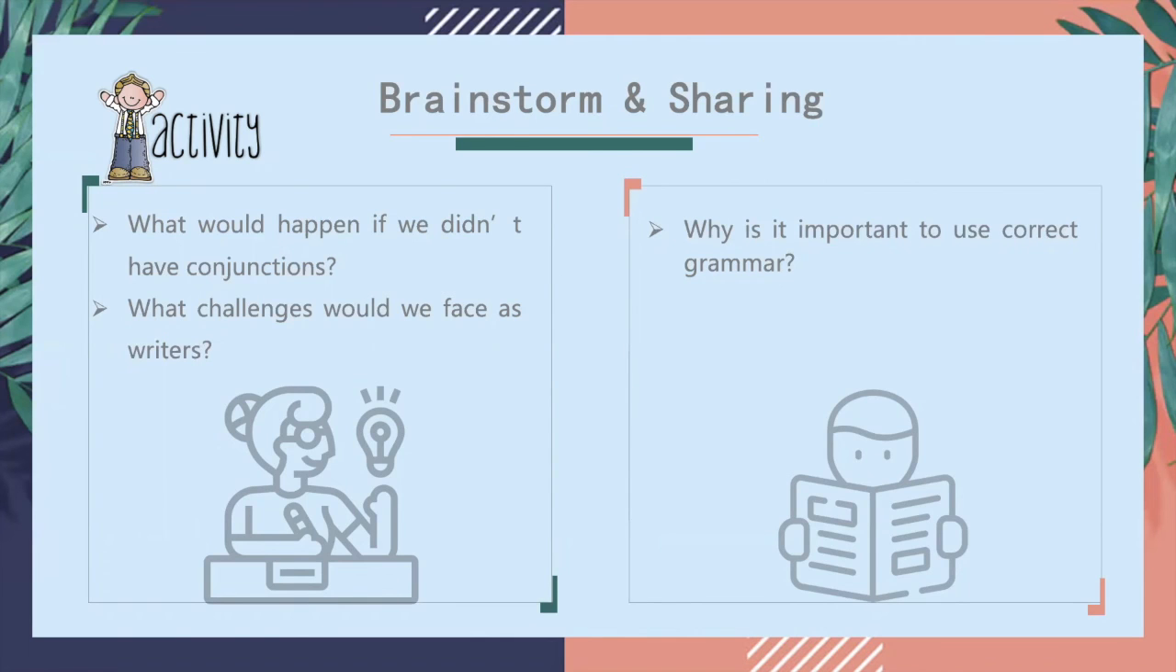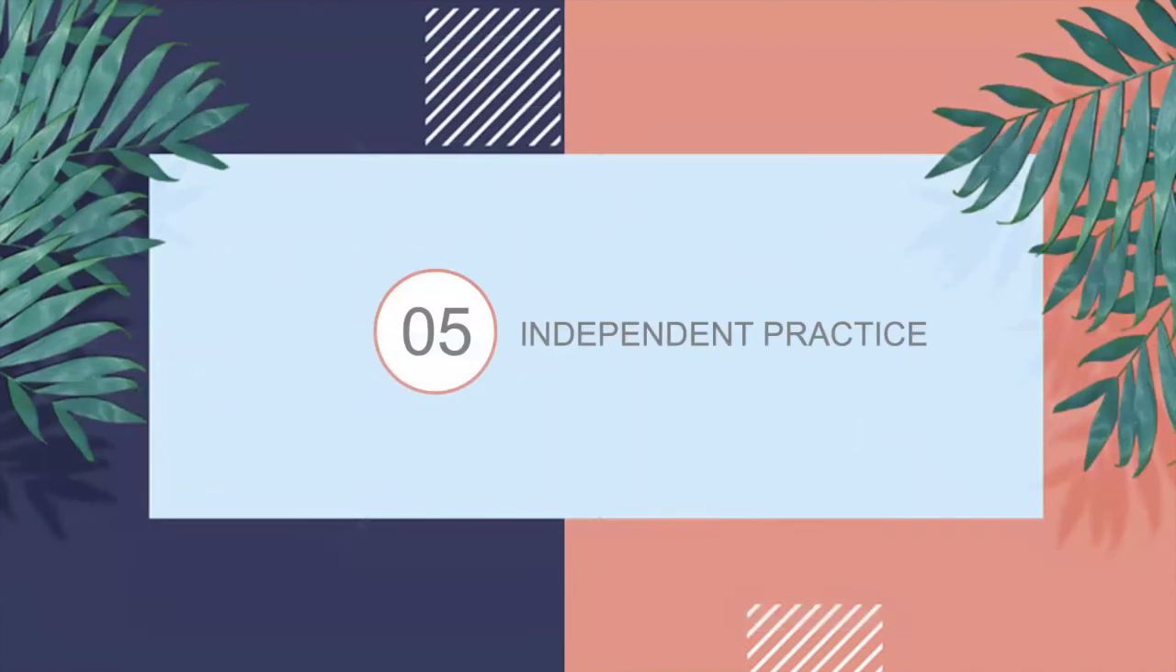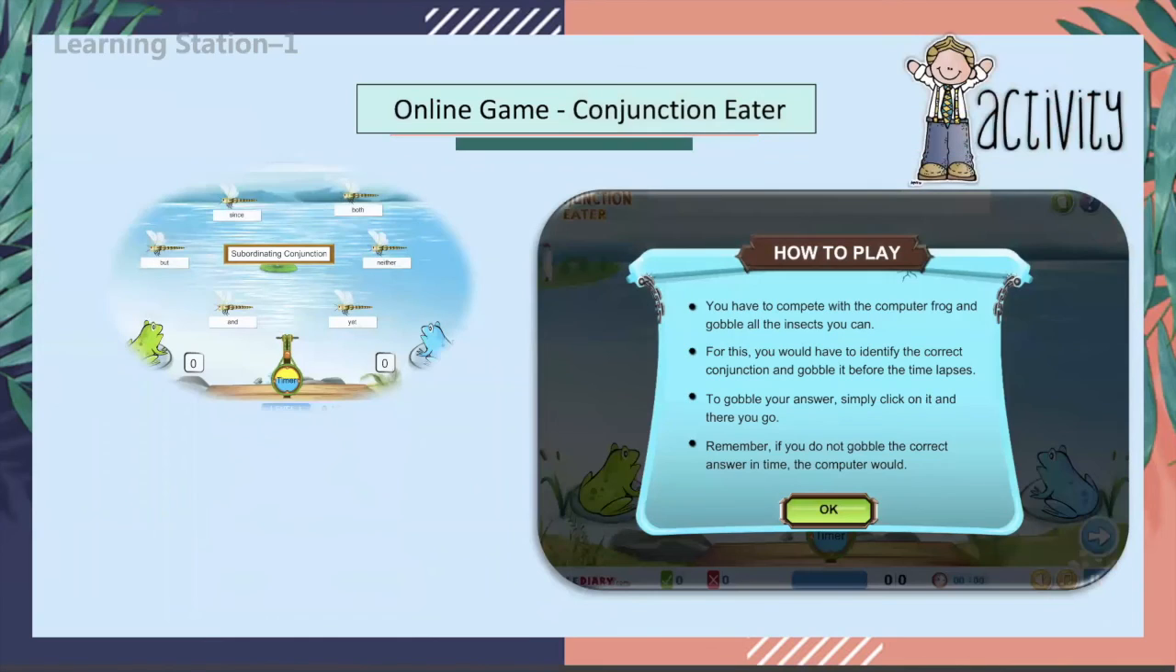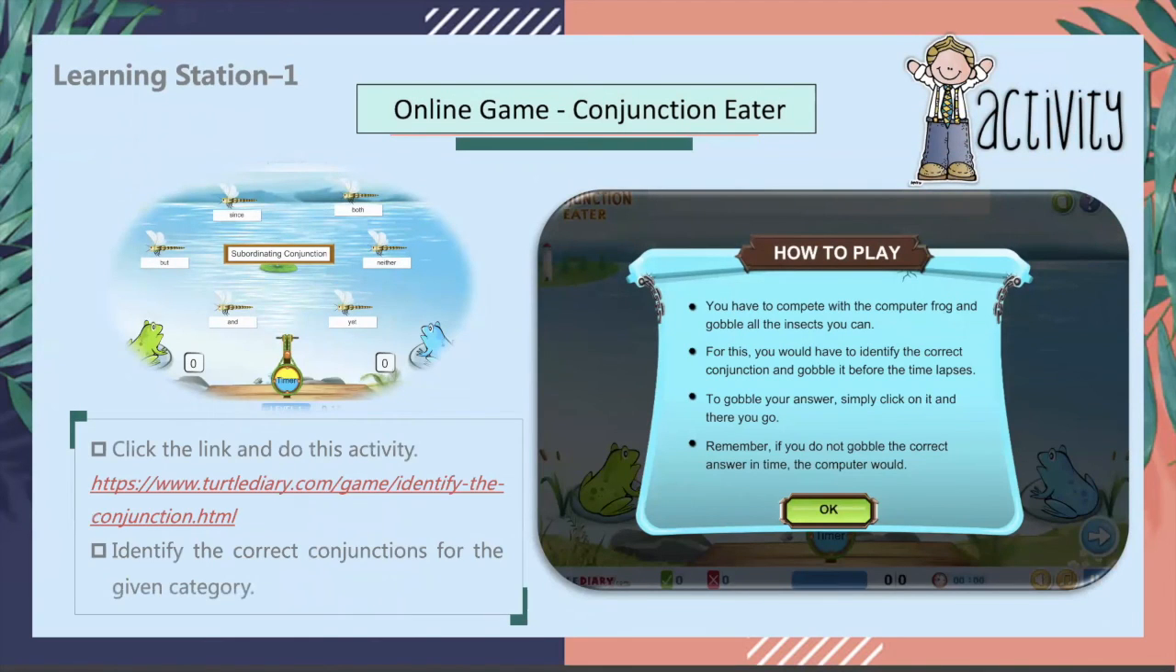Now it's independent practice time. The first learning station is an online game, which is called Conjunction Eater. What you have to do is to find the PowerPoint in the resource packet, find this page, click the link, and then do this activity.